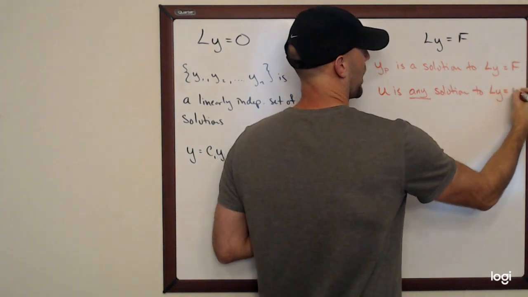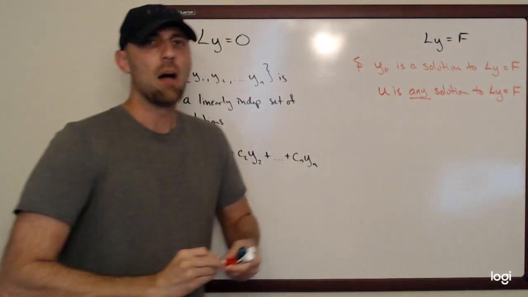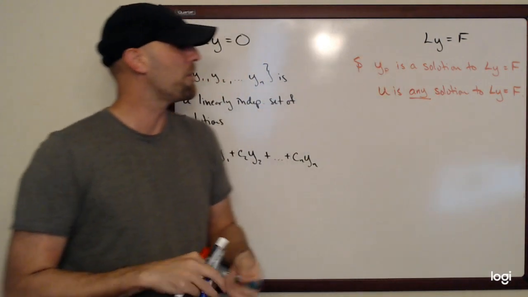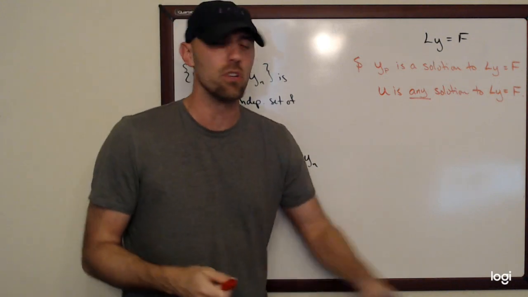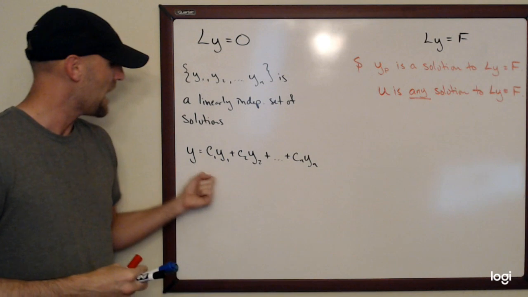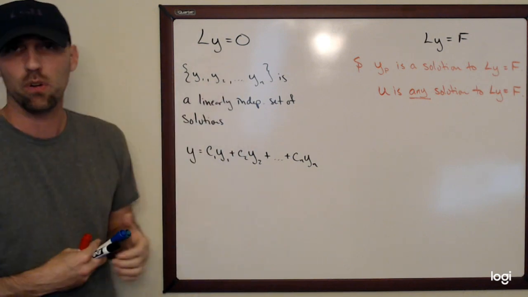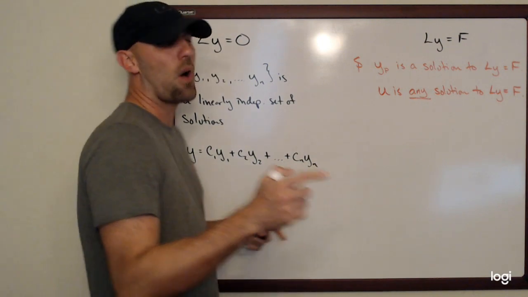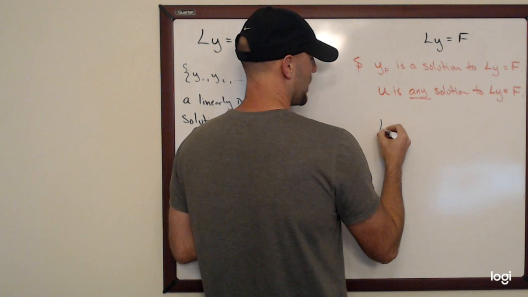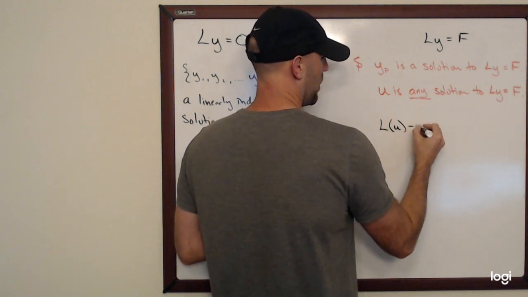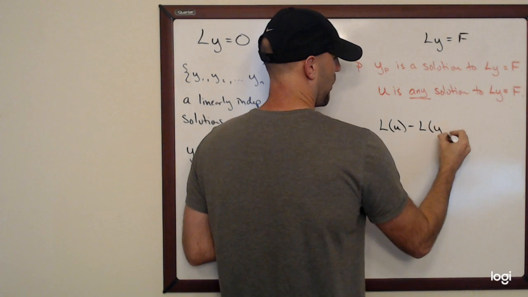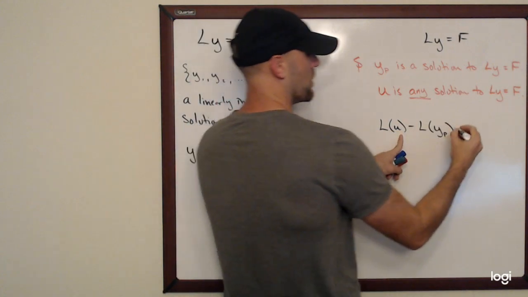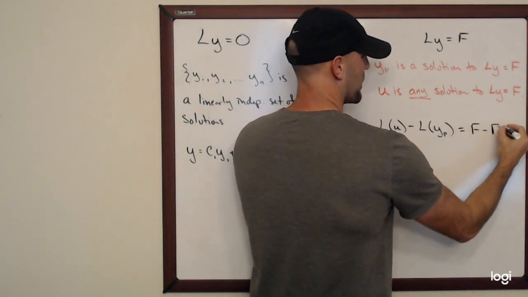to my non-homogeneous equation. Now what I'm looking to do is figure out a way that I can write U, because U is any possible solution, right? I want to figure out a way that I can write any possible solution to this differential equation, just like I wrote any possible solution for this differential equation. Okay, well, let's maybe consider these. So I know then that L of U minus L of y sub p. Okay, so these are both solutions to this equation. So these are both F. So that's F minus F.